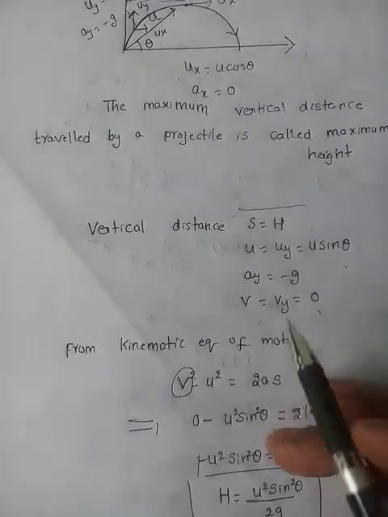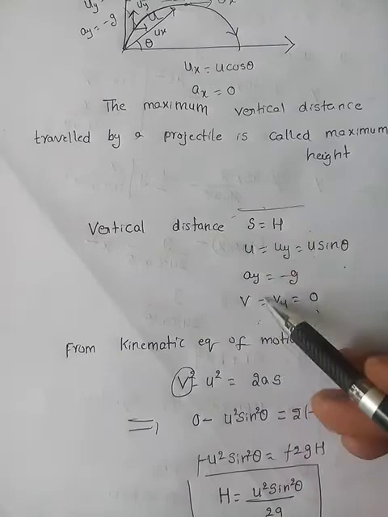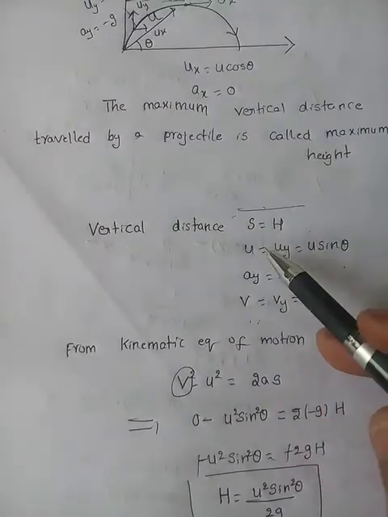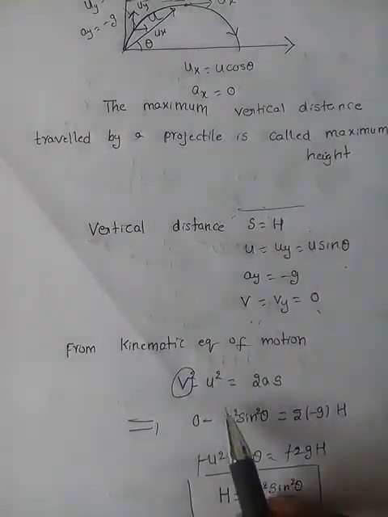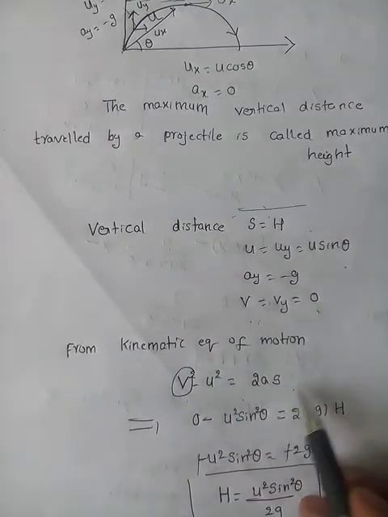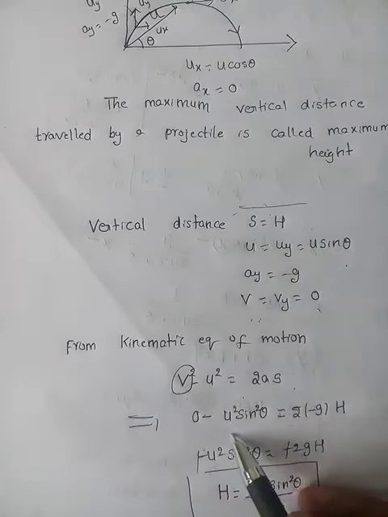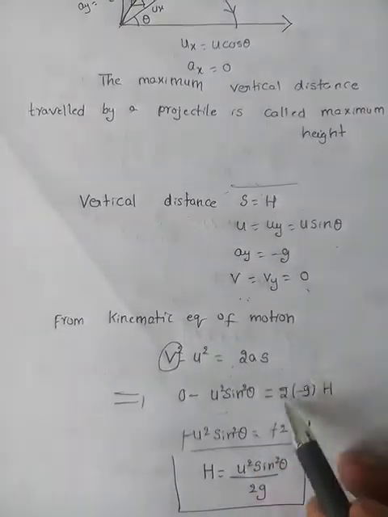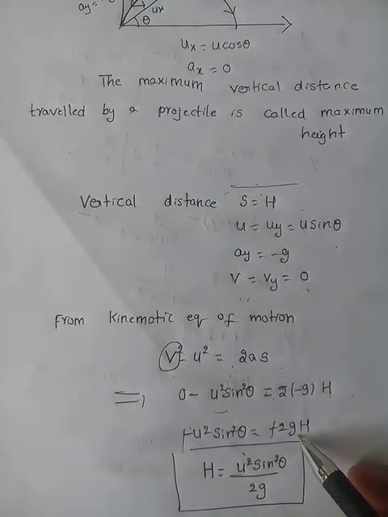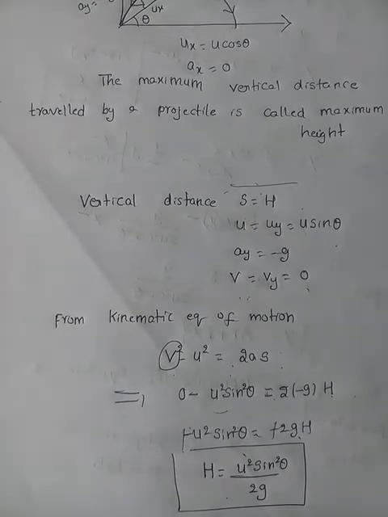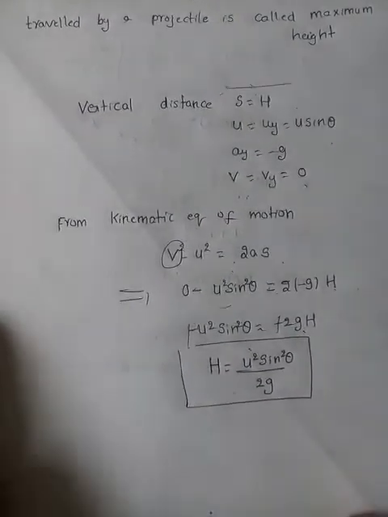So from the kinematic equation of motion, we should know the relation between these four quantities. What is that? v, u, a, s. v square minus u square equals 2as. What is v square? 0. What is u? Minus u square sin square theta. 2as is minus 2gh. Minus minus cancel. h is equal to u square sin square theta by 2g.